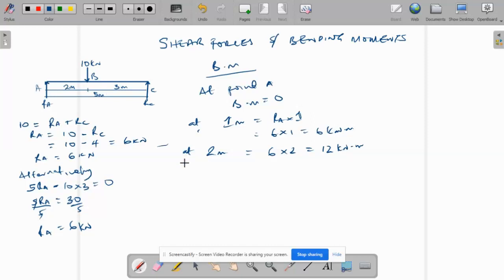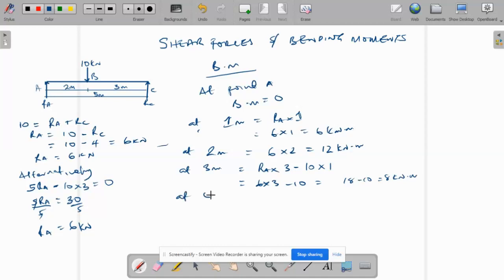At 3 meters, it is going to be equal to reaction A, or 6 kilonewton, times 3, minus, because we have this load with its lever arm, which at 3 meters will be 1 meter, minus 10 times 1. This will be equal to 6 times 3 minus 10, which is 18 minus 10, equal to 8 kilonewton meter.